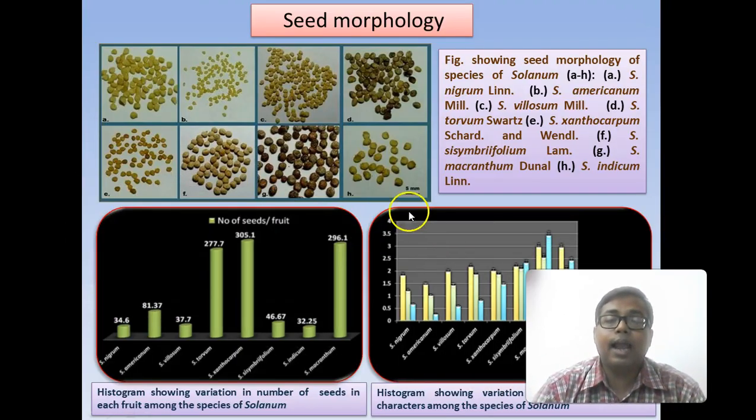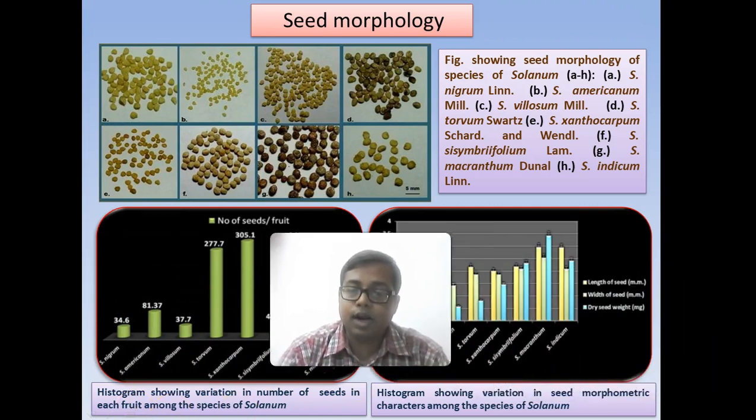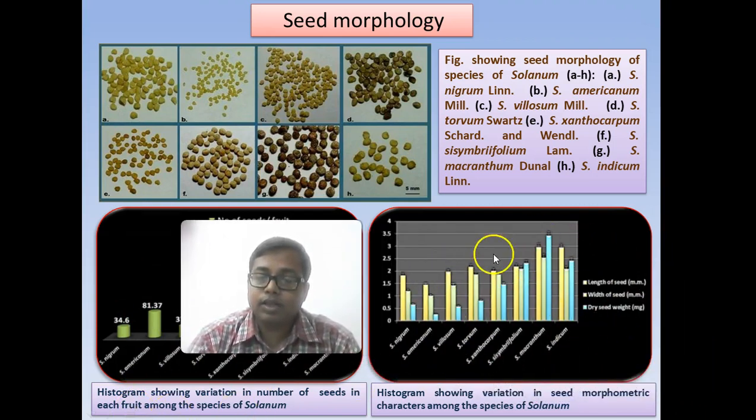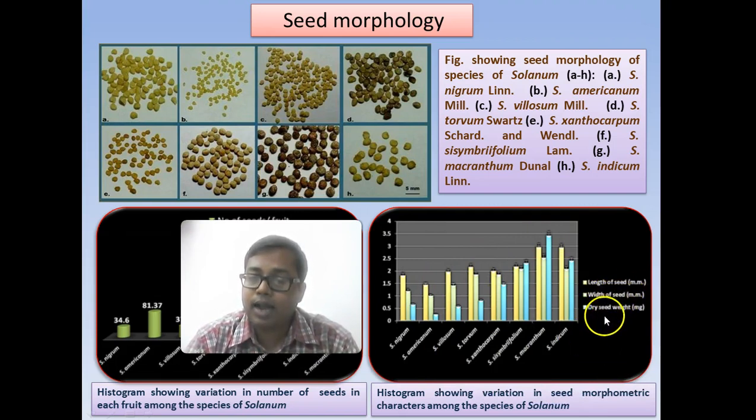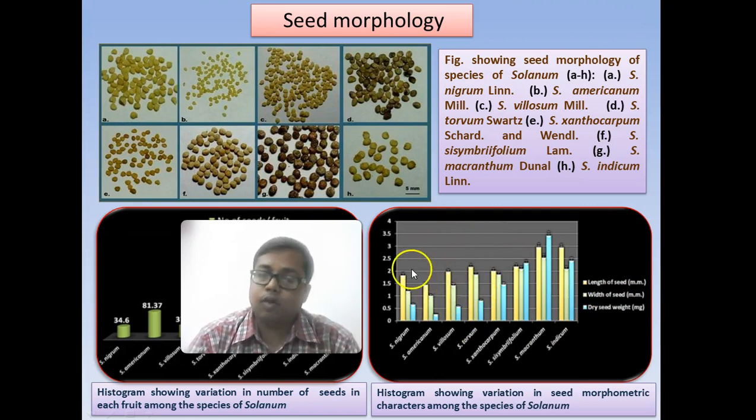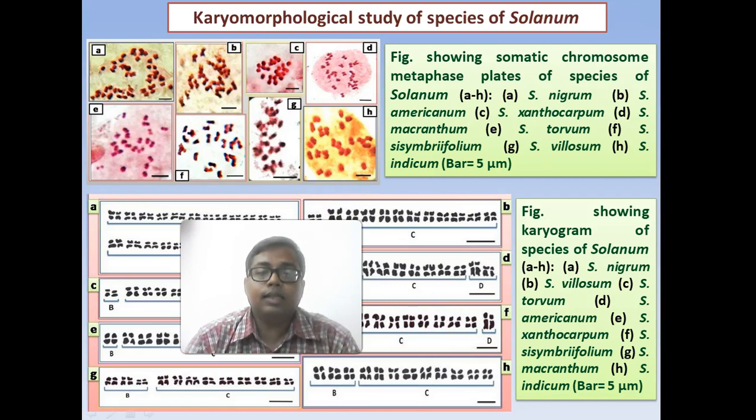Now this is the seed morphology, and this histogram showing the variation in number of seeds in each fruit among the species of Solanum, and that histogram showing the variation of seed morphology, which contains the seed length, seed width and dry seed weight. And these are the comparative accounts of the seed morphology which are depicted in the histogram.